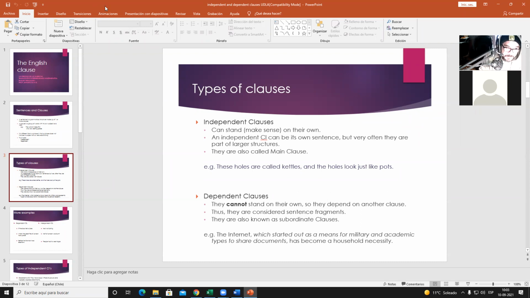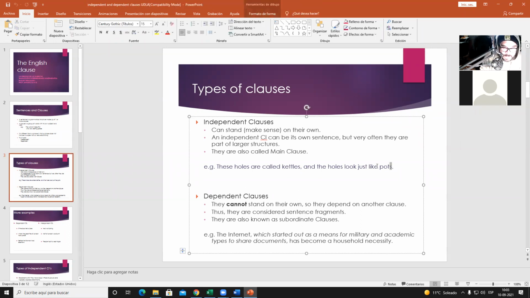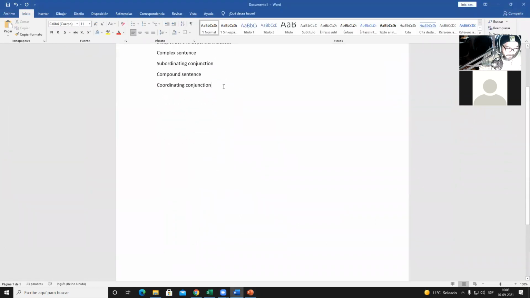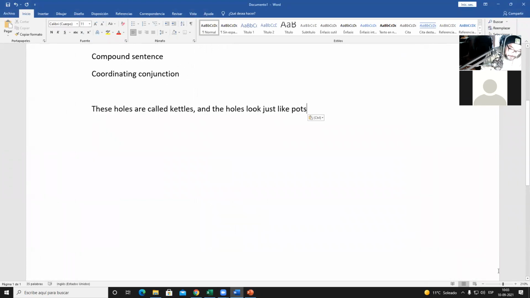Therefore, we have this example. Those holes are called kettles, and those holes look just like pots. Oh, perdón. I'm going to make this bigger. Okay, those holes are called kettles, and the holes look just like pots. Okay, I'm going to try to provide an analysis out of this. And the very first thing I have to say is that there's a coordinating conjunction.